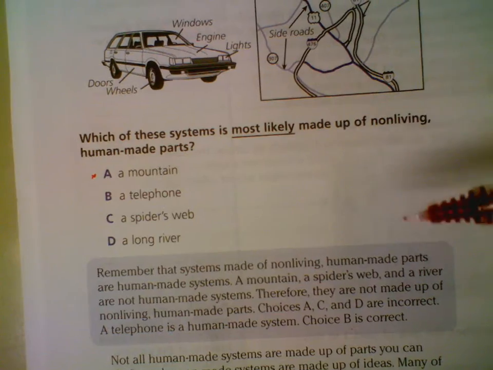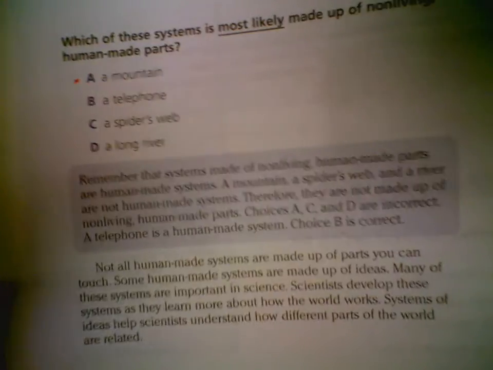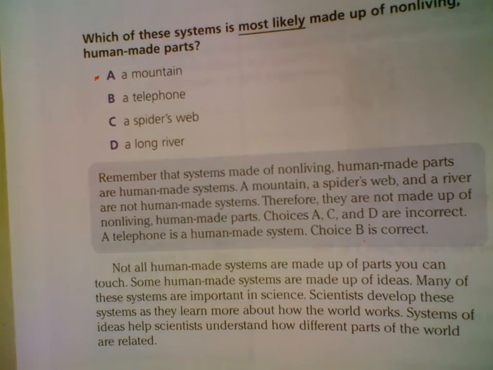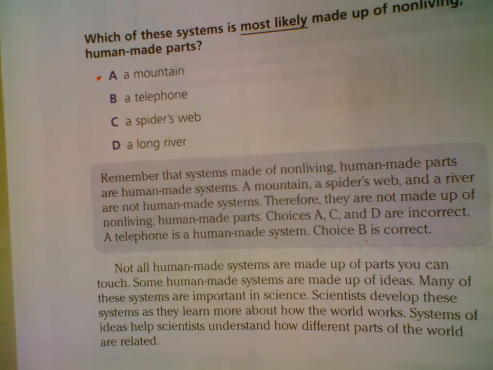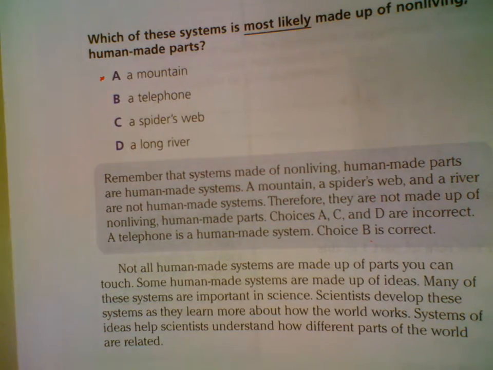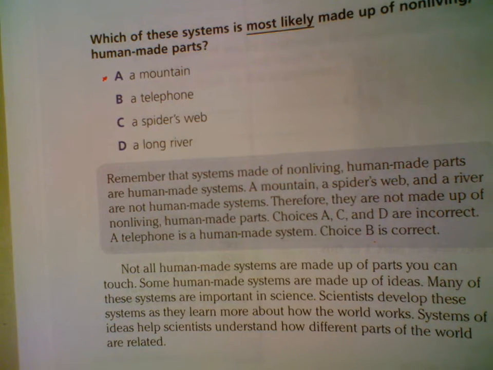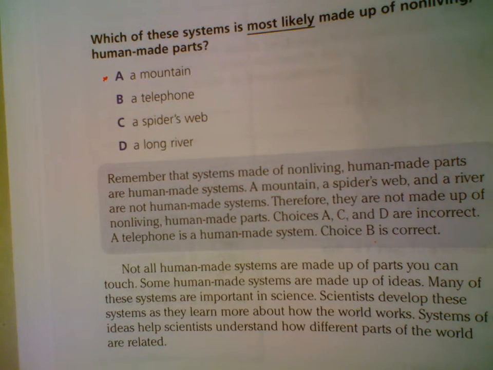It says, remember that systems made of non-living human-made parts are human-made systems. A mountain, a spider's web, a river are not human-made systems. Therefore, they are not made up of non-living human-made parts. Choices A, C, and D are incorrect. A telephone is a human-made system. Choice B is correct.